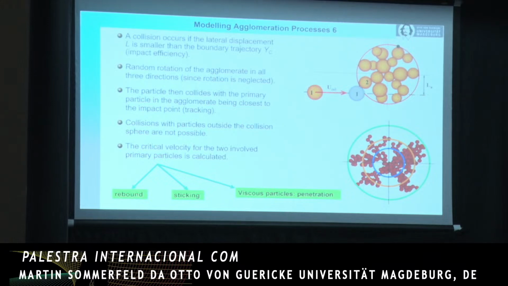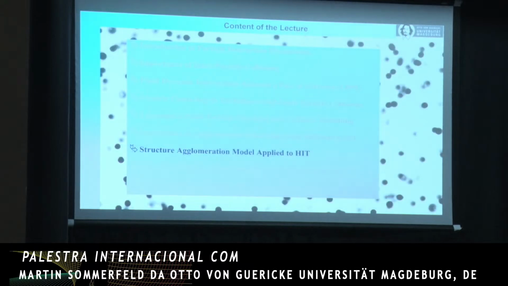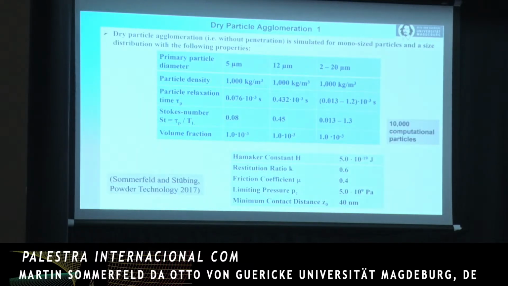So that's added to the system, and then we can either have a rebound. This particle can also rebound depending on the critical velocity, or you have a sticking here, and another option would be this penetration. So then, let's say we have a new aggregate and we change, or update, the properties of the aggregate. So we did some calculations.